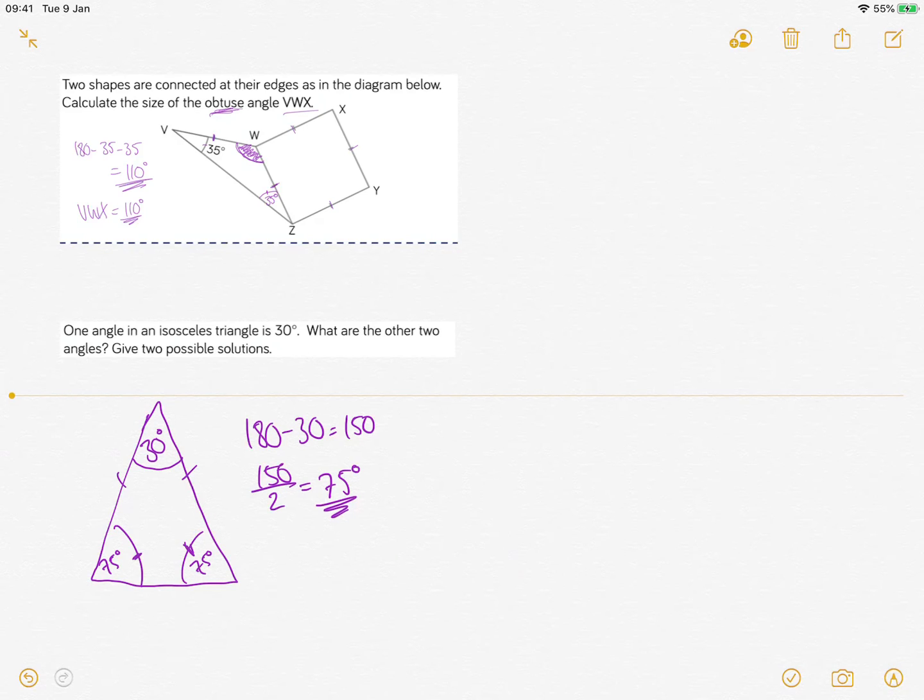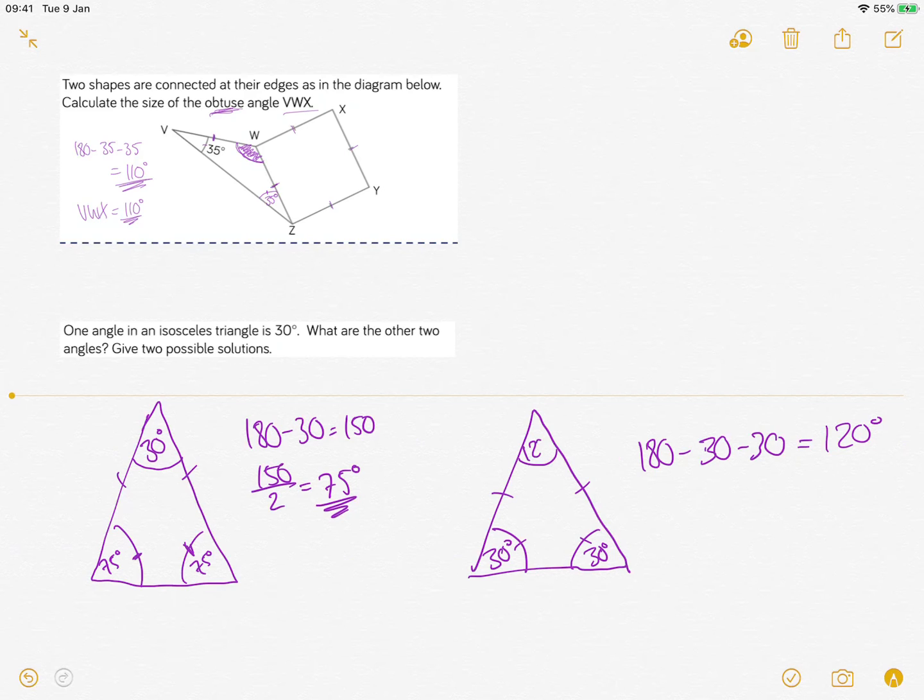Now notice it says give two possible solutions. That's because the 30, the angle that I'm given, could not be that top angle. I could be trying to find that angle. So I could say that this is 30 degrees. Then I know that this must be 30 degrees because remember those base angles are the same. So 180 take away 30 take away 30 equals 120. So that means that top angle is 120 degrees.